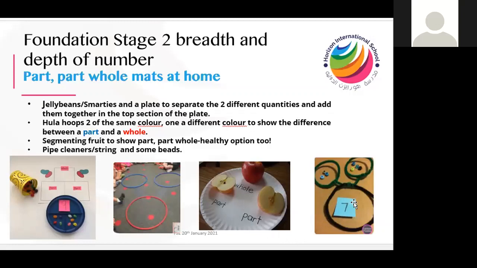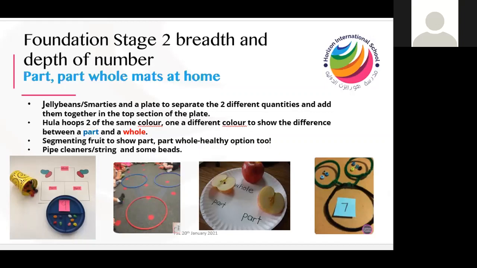And finally, we've got the pipe cleaners with some string and some beads. So these are just some really fun and creative ideas of how you can teach part, whole at home. So I really hope these help, and I'm going to pass you back over to Miss Gidd now.